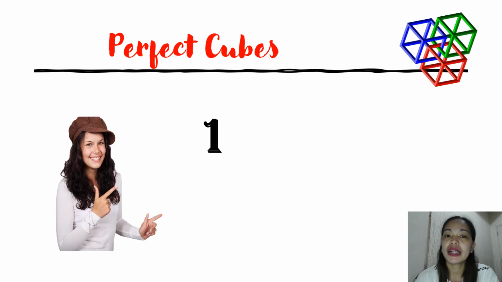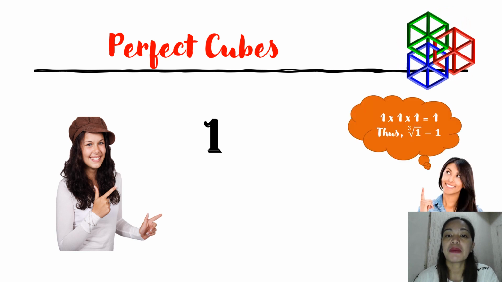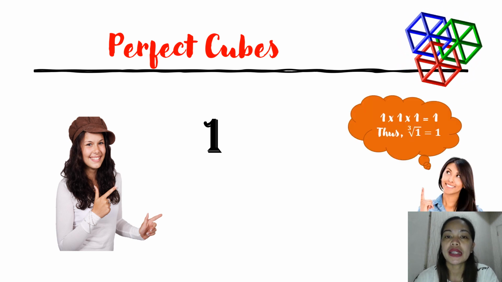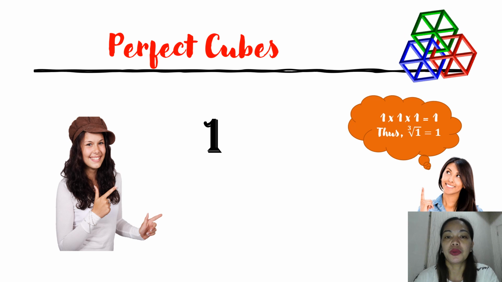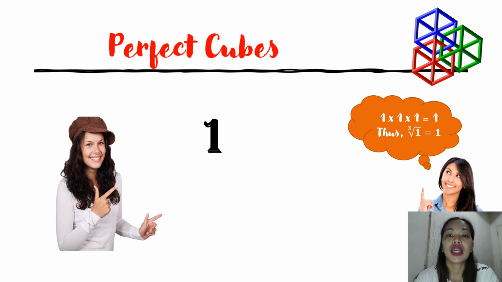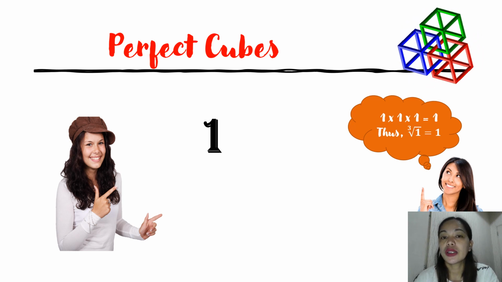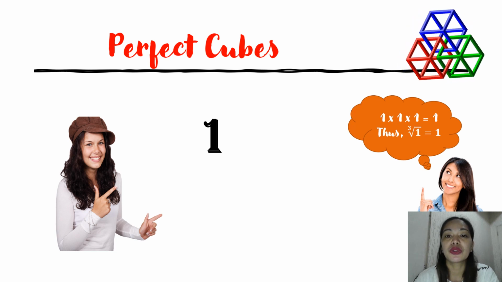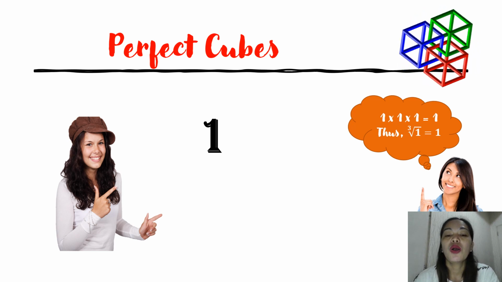Example is 1. Bakit ang 1 ay perfect cube? Kasi pag tinimes mo yung 1 ng tatlong beses, the answer is equal to 1. 1 times 1 times 1 is equal to 1. So, we can say that the cube root of 1 is equal to 1.